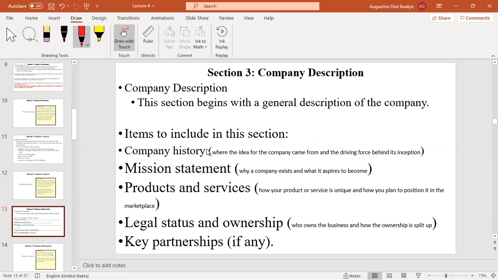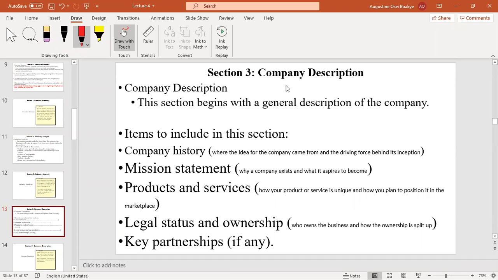Now, the next section of the business plan document is what we call the company description. So basically, what is the background of the enterprise you intend to run? Now, usually the section commences with a general presentation or description of the company. So generally, what is the company into, and why did they decide to venture into that particular line of business? So what is the history behind it?